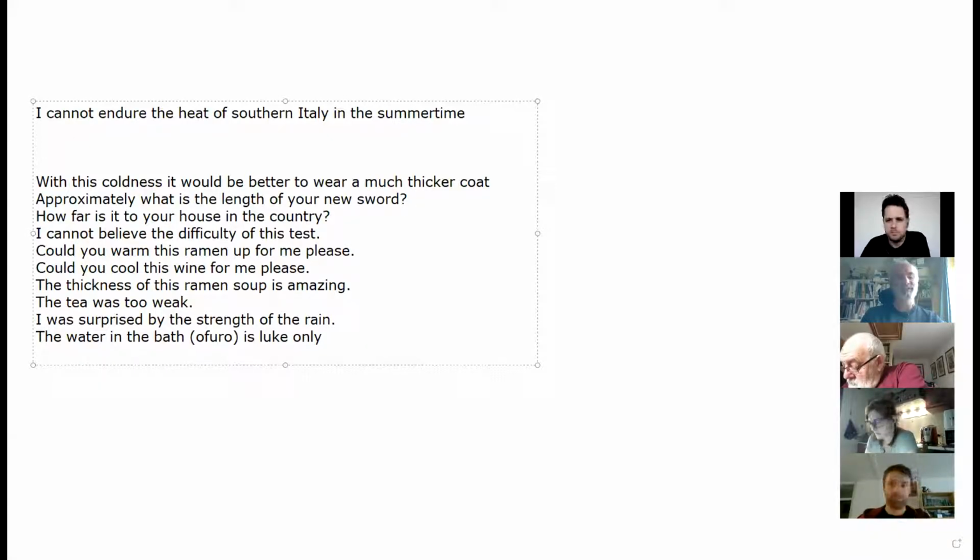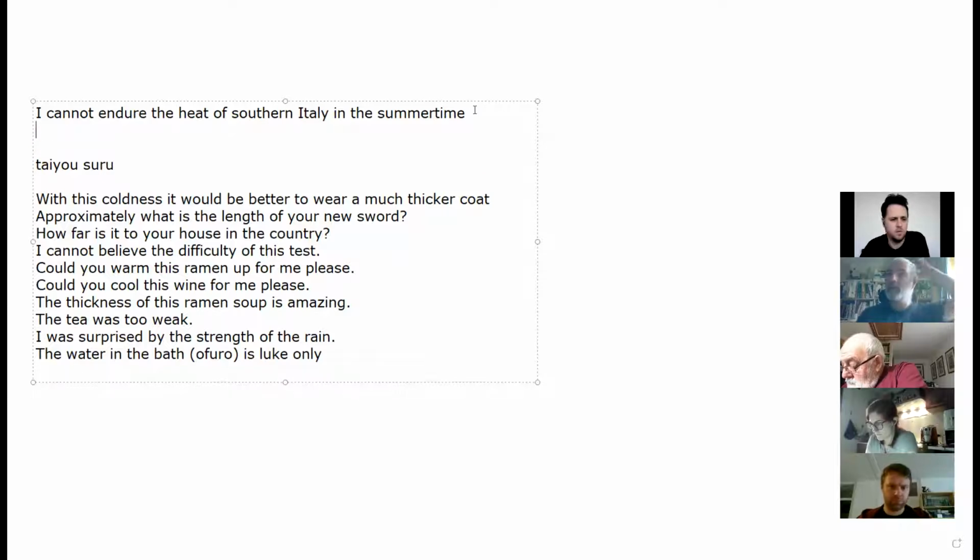Actually, usually though, we use taiyo suru. Why is this? Because it means generally to manage or endure something yourself. Taeru just means to kind of suffer it, whereas taiyo suru means to be able to do something about it as well. You know, I can't do anything about it. Ah, okay.